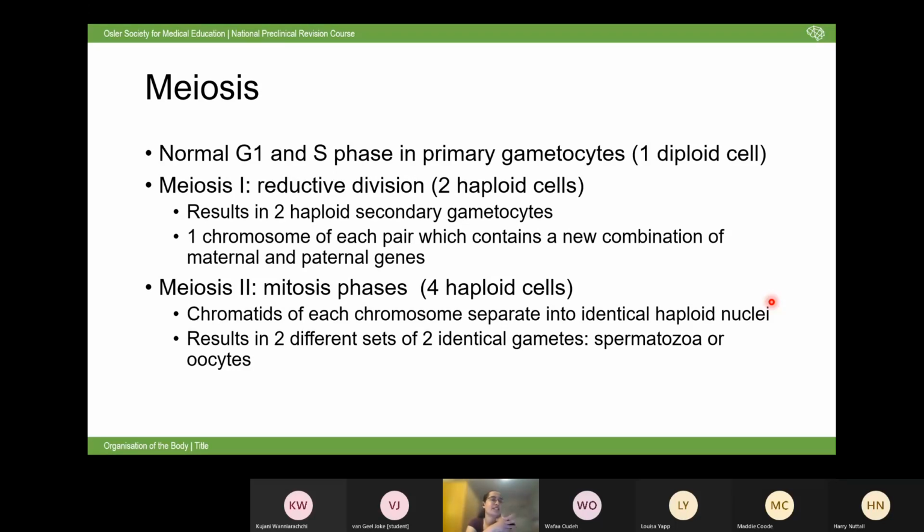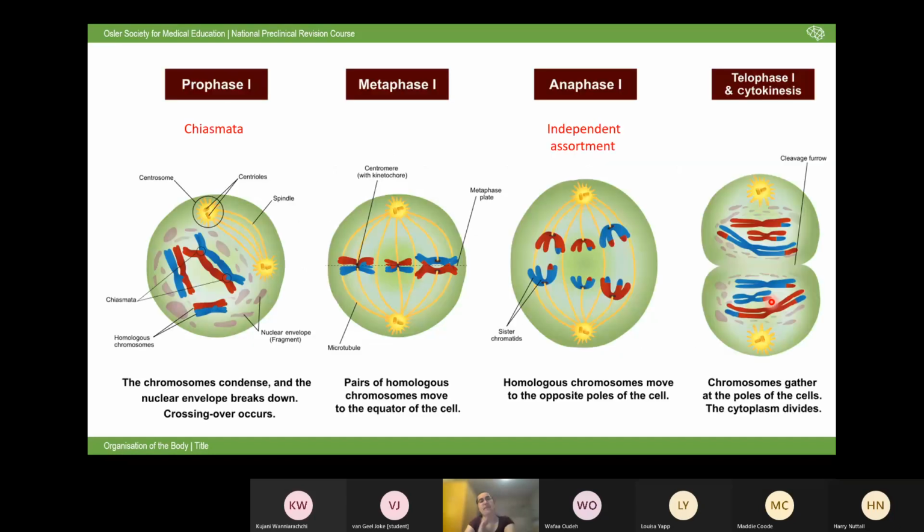And so the first division in meiosis is the reductive division, which means that you go from diploid to haploid. And we'll talk about how that happens in a second. And so that produces two different daughter cells. So the reductive division is the division in which the genetic diversity is introduced. And then meiosis 2 is essentially mitosis. And so you then produce 4 haploid cells, of which 2 are identical to each other because mitosis produces identical cells. So we'll just look at meiosis 1.